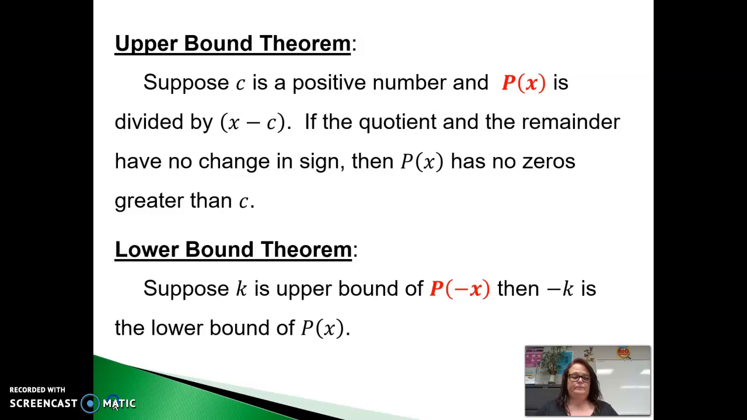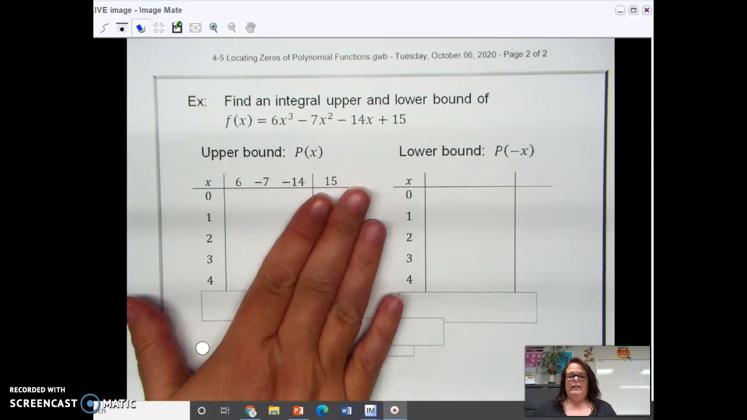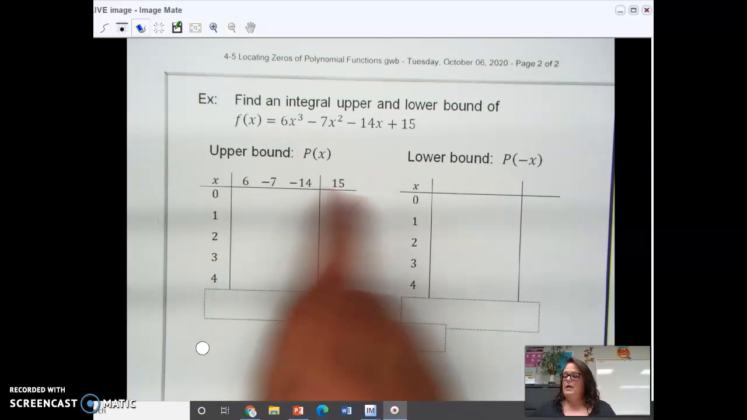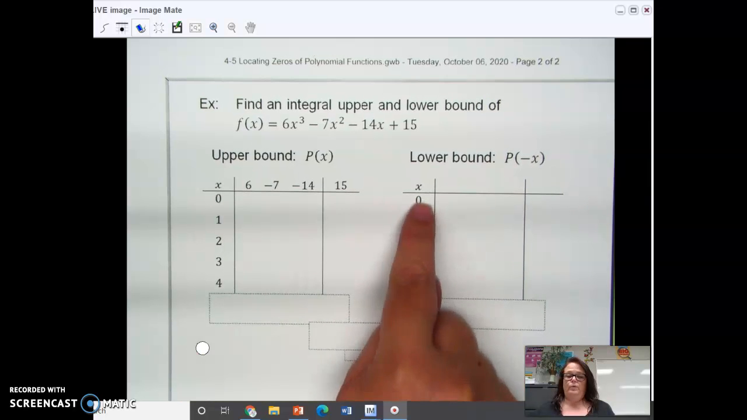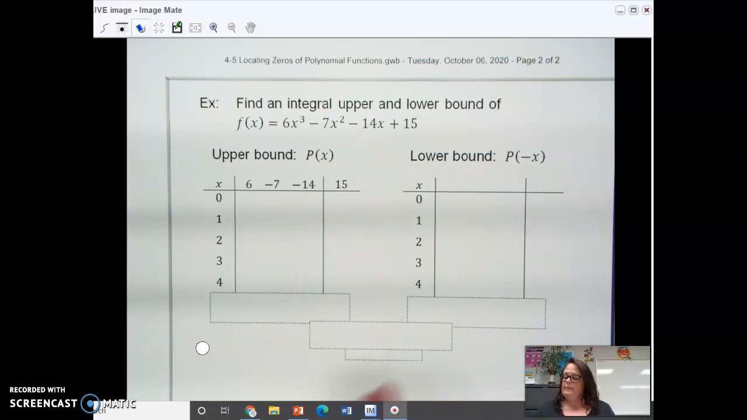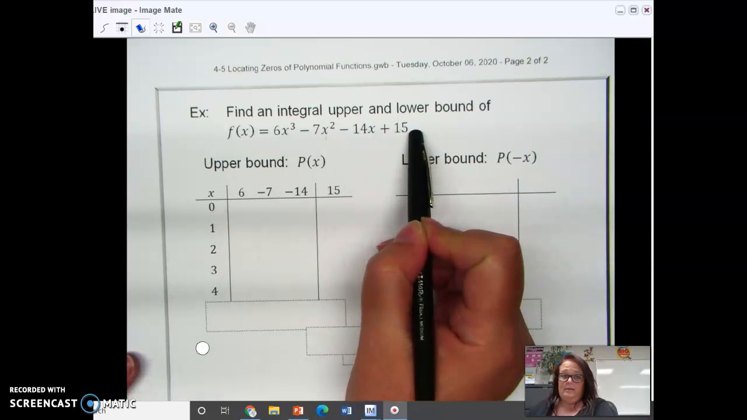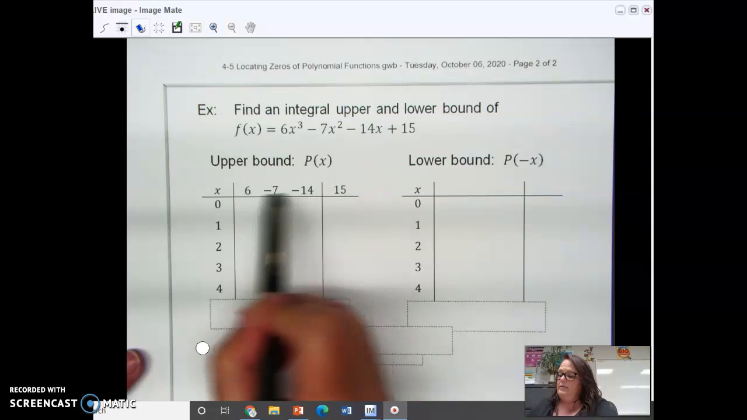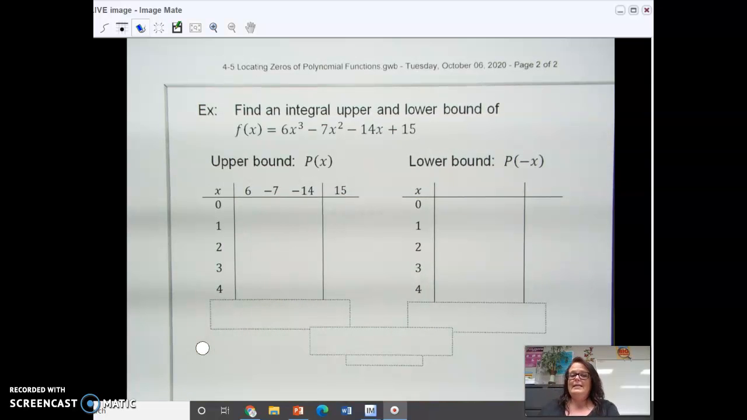So let's put that to use, and then I'll show you the shortcut when we look back at the problem we just finished. Notice I set up my new style of synthetic division on the left, where we're going to talk about p of x, and on the right, where we're going to talk about p of negative x. In both cases, we start with 0 and work our way up. Looking at my upper bound, I've got 3, 2, 1, nothing. I'm going to pull the coefficients just like I see them, 6, negative 7, negative 14, and 15. Then I'm going to do my synthetic division until I have no sign changes. The beauty is if I have a sign change, I don't need to go any further with that line.